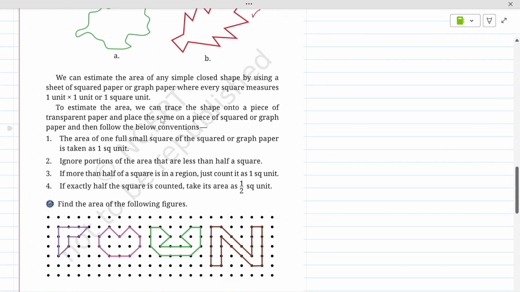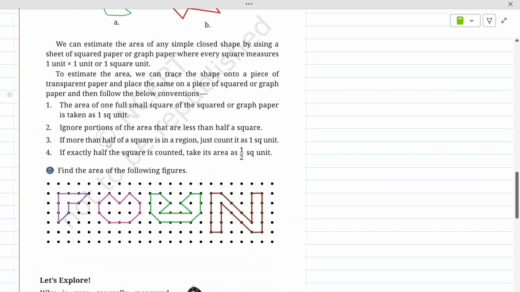To estimate the area, we can trace the shape on a piece of transparent paper and place the same on a piece of squared graph paper as shown here. So what they are saying is that if we have any type of closed figure where we have to find out the area, we can put that particular figure on the squared graph paper. Squared graph paper is a graph paper where we have squares of equal dimensions, and mostly they represent one square unit.